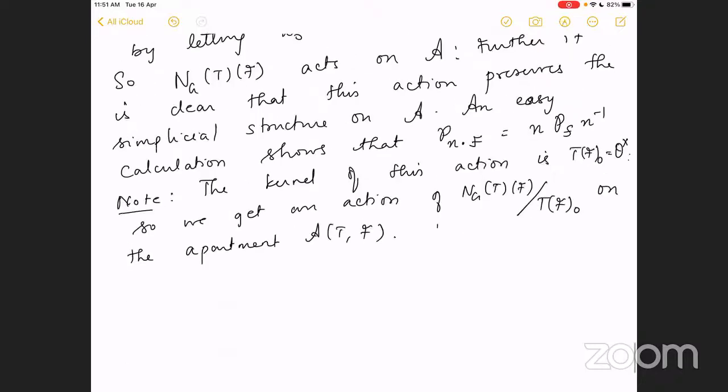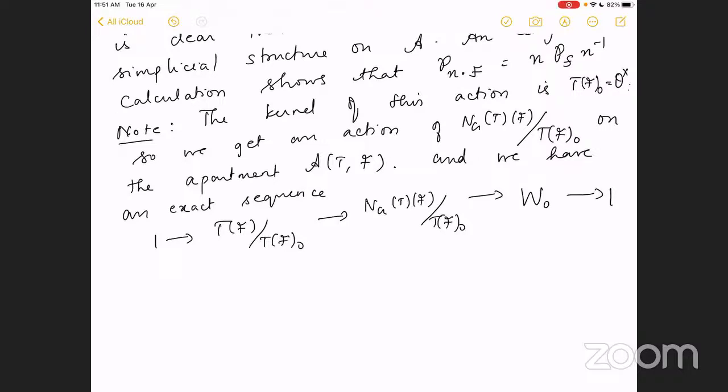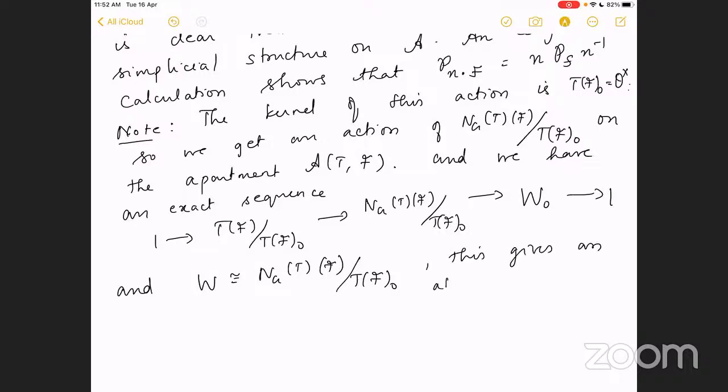And you have this exact sequence. One goes to T of F mod T of F zero goes to the normalizer of T of F mod T of F zero goes to the Weyl group W zero goes to one. And you can show that the sequence splits and W is isomorphic to N G of T of F mod T of F zero. This gives an abstract realization. I'm not being very precise here, I haven't said many things, but anyway, this gives an abstract realization.